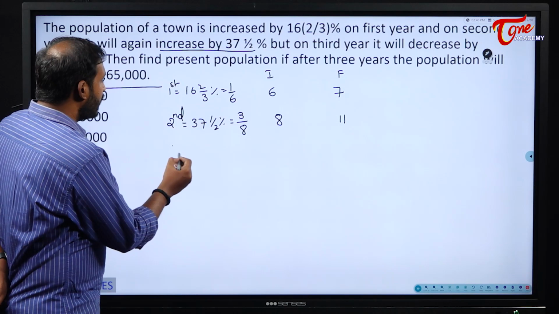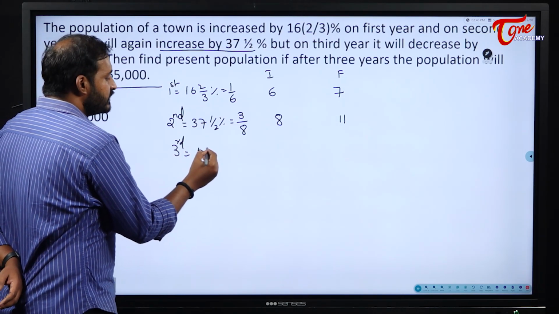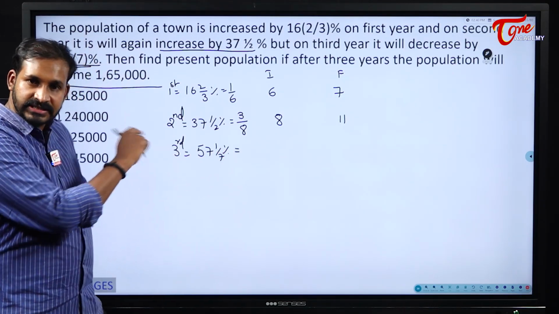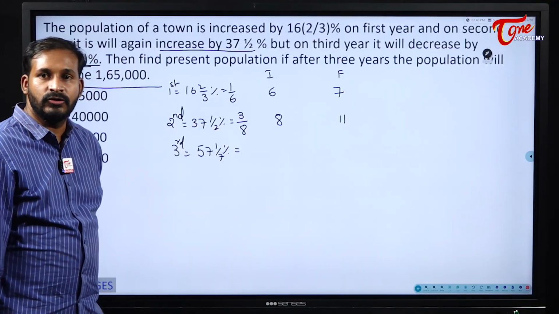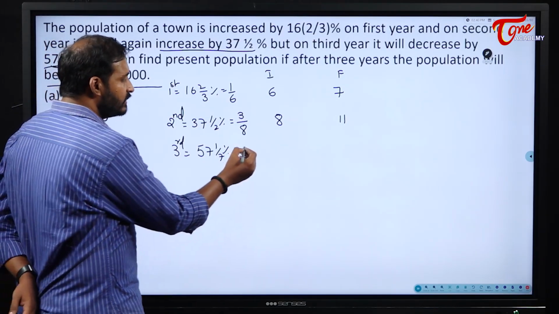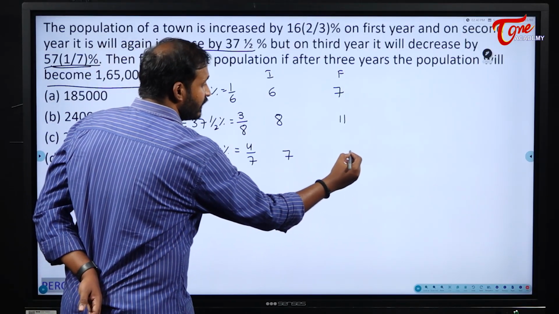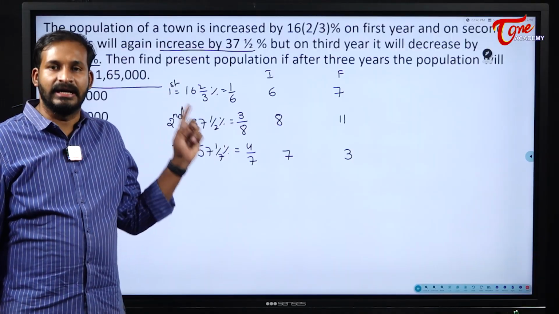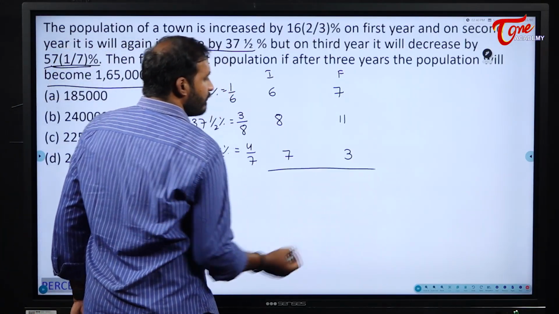When it comes to the third year, the value decreases by how much? 57 1 by 7%. Already we have seen a similar value. What is it? The multiple of 14 2 by 7. So what will I get here? 4 by 7. So the initial value is 7 and the final value is 3 here. The reason is it got decreased in the third year. So now what happens for me here?